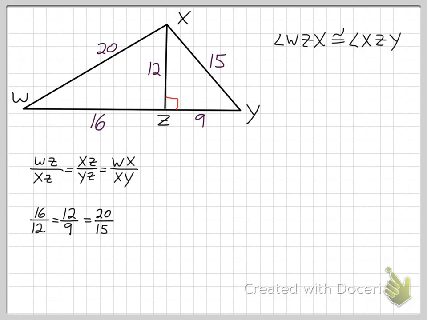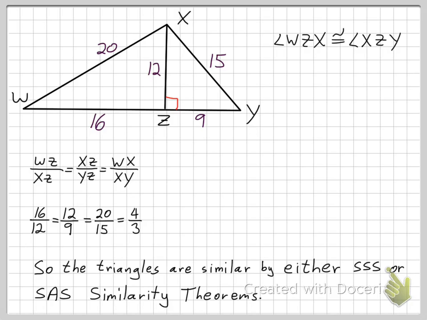In other words, let's see if 16 divided by 12 is equal to 12 divided by 9, which is equal to 20 divided by 15. And if those are all the same ratio, then we can use the side similarity theorem. And yes, they are all equal to 4/3. So we have a choice. We can show that the triangles are similar by either side or the side angle side similarity theorem.